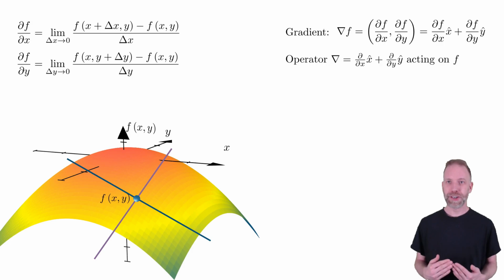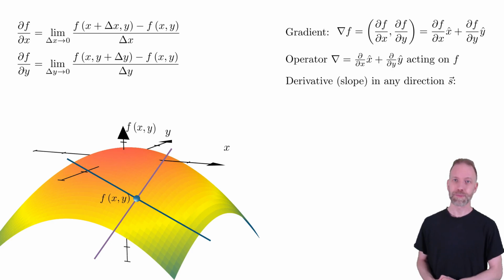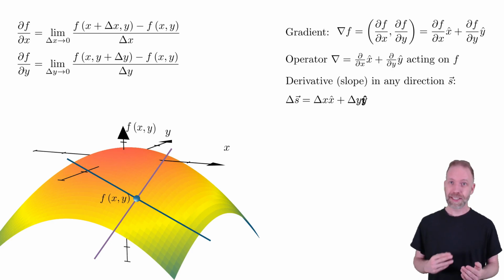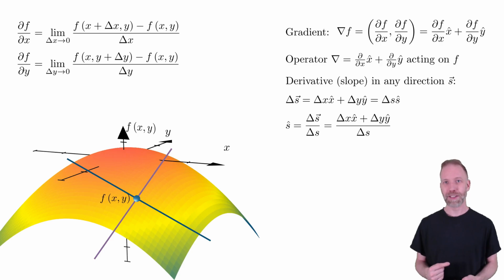We have seen that the partial derivative can give us the slope of the derivative in the x and y directions. But what about the slope in an arbitrary direction s? First, let us define delta s as delta x x hat plus delta y y hat. The values of delta x and delta y determine the direction of s hat. We could also write this as delta s s hat. The direction s hat would then be given by delta x x hat plus delta y y hat over delta s, where the length delta s is the length of the vector, which we calculate by the Pythagorean theorem.